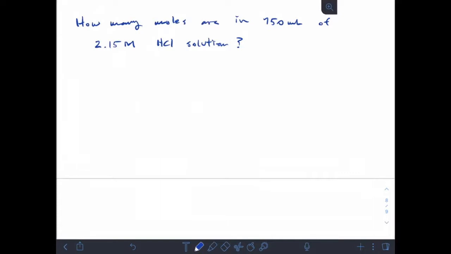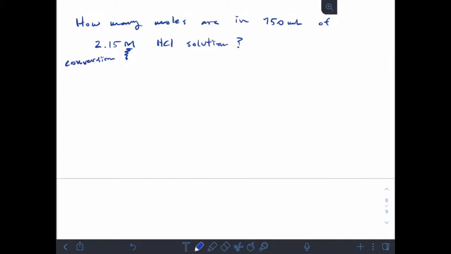And we're just going to keep doing practice problems because the more ways that you can see these problems worded and the different types of questions, the better you'll get at things. So with this question, we want to answer how many moles are there in 750 milliliters of 2.15 molar hydrochloric acid solution. And then just to remind you, whenever you see this capital M, that means that you're dealing with molarity as a conversion factor.